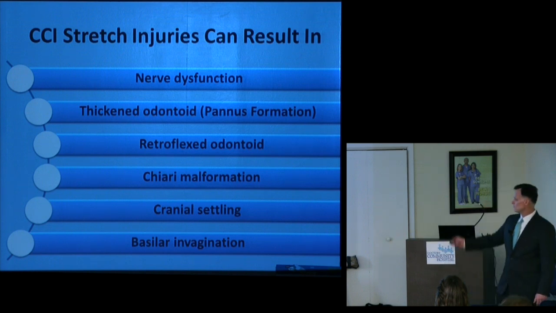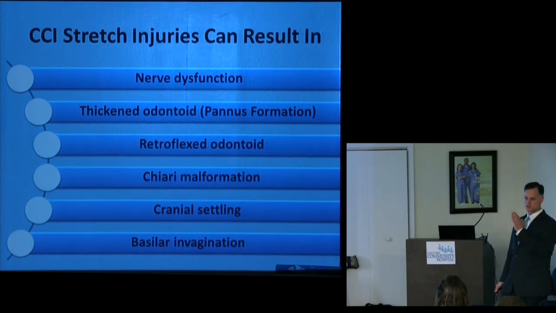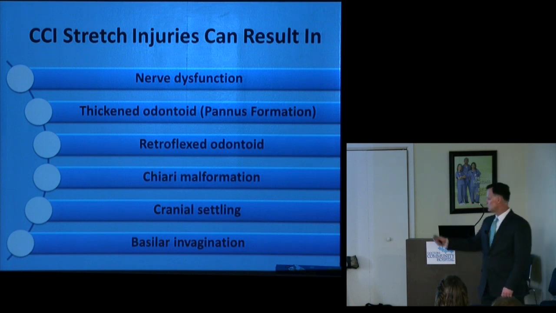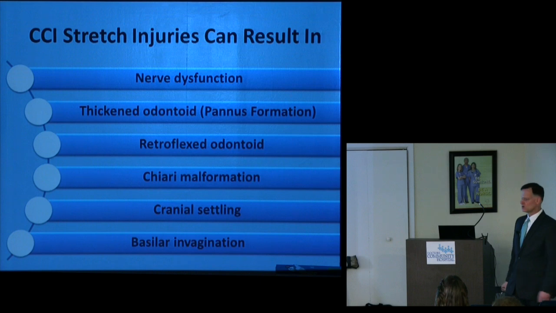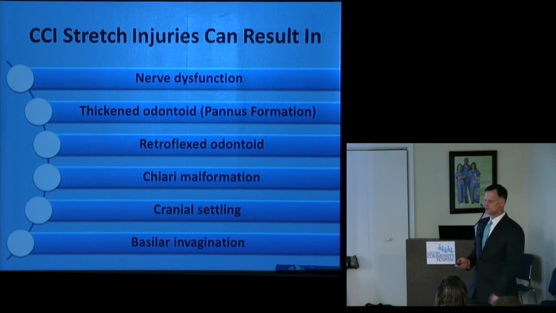As we talked about before, you can have a thickened odontoid, or what they call a pannus formation, or a retroflexed odontoid. When the ligament in your neck becomes too lax, particularly the transverse ligament, your dens or odontoid will tilt back into the spine and hit the spinal cord or the brainstem. A Chiari malformation, where your cerebellar tonsils herniate down. Cranial settling, where your skull goes down onto your spine. And basilar invagination, where your dens or odontoid goes up into your foramen magnum and impinges on the brainstem.